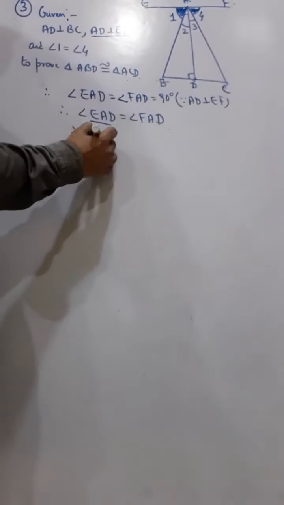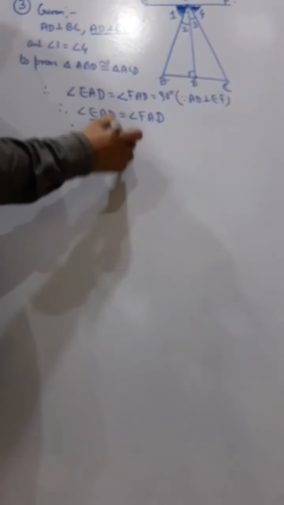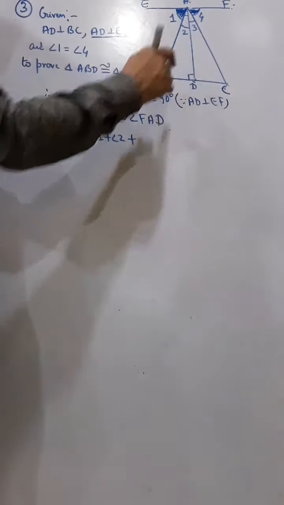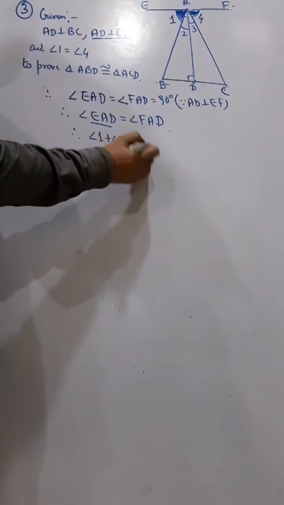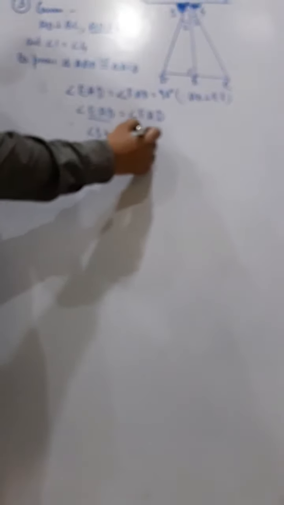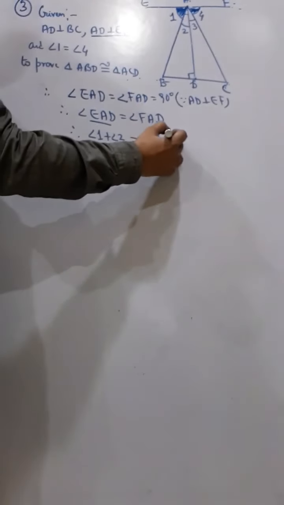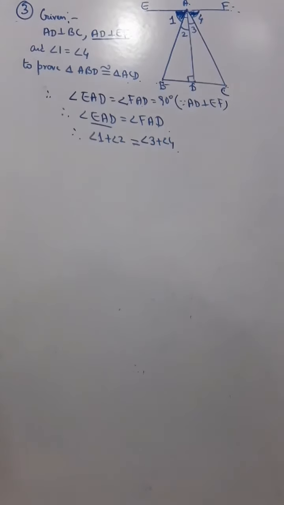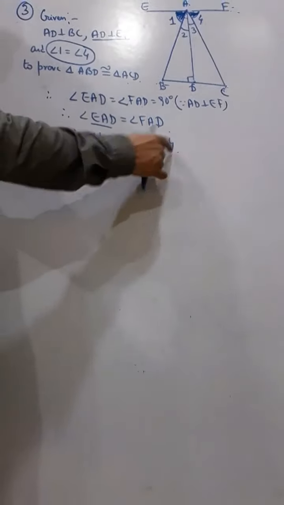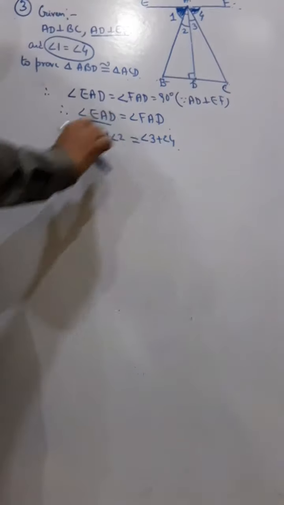Now we can say that EAD actually means angle 1 plus angle 2, is it not? Angle 1 plus angle 2 gives you EAD. And FAD means angle 3 plus angle 4. So 1 plus 2 is equal to 3 plus 4. But we know that 1 equals 4, it is given. So that means they will get cancelled, and therefore 2 equals 3. That means this angle equals this angle.